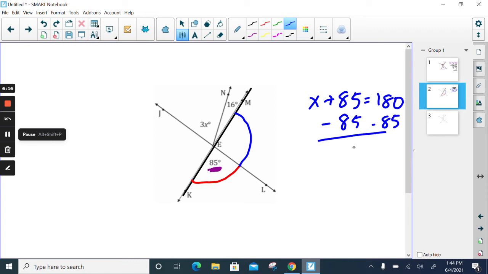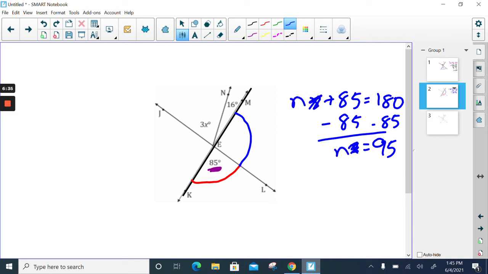Very quick way to solve this here. X is 95 degrees. I probably shouldn't have used X there because I already have a different X here. That would be any unknown. Maybe we should have used N here, some sort of different variable. But we know this angle measurement is 95 degrees.